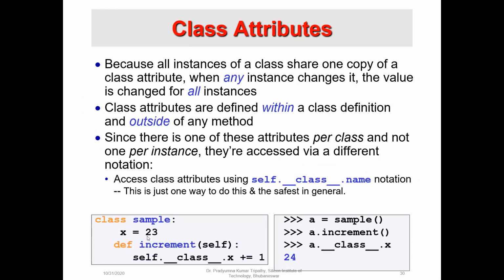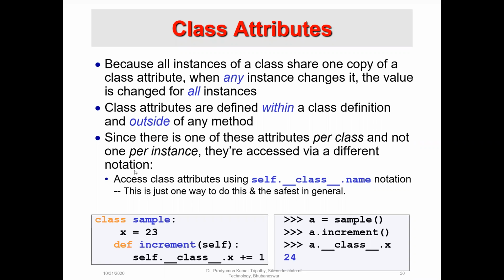You can see this x is equal to 23 that we have declared. It's inside the class, but not inside the init function. So x becomes a class variable, right? And one more thing I have also told you is that to access the class variable, you have to use what? __class__ dot the class variable name. For example, if I want to increment x, then I'll write self.__class__.x += 1. So that means x is equal to x plus 1.